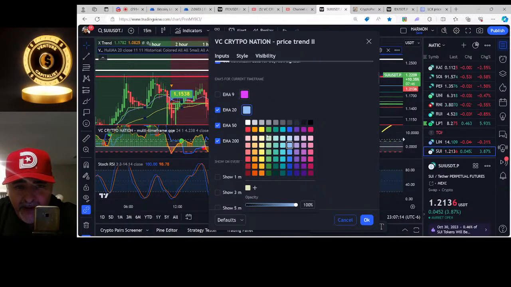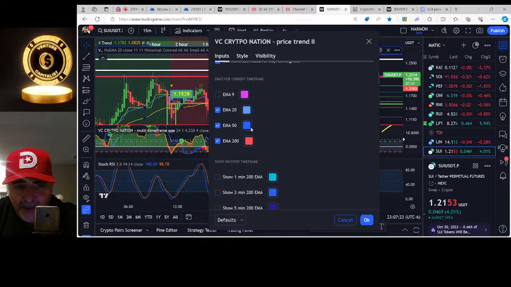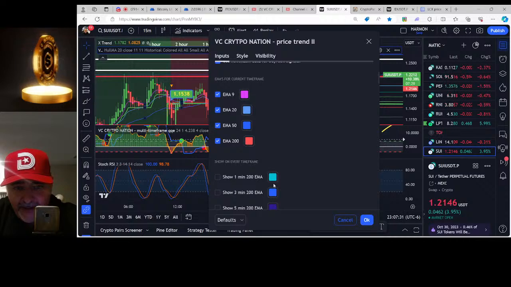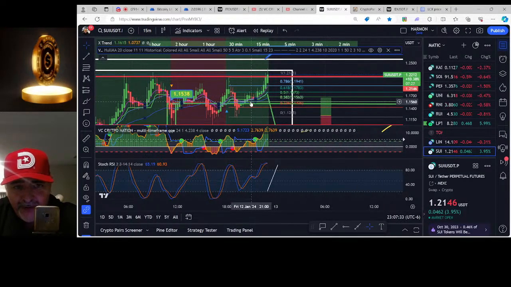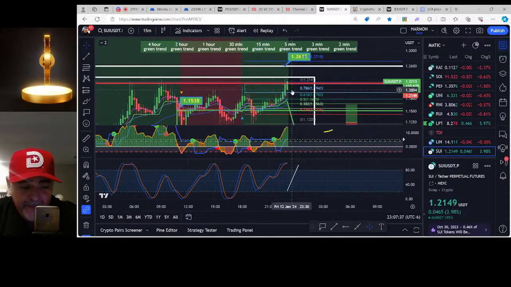So I'm going to make the 50 a darker blue. So light blue, dark blue, 200. Okay. What else you want? You want the 9 EMA? We'll make it purple. Okay. So now we're showing the EMAs on here. You guys can get set up and we're gonna hit it. All right. So here's your EMAs, bro. Okay. Here you go. So now we're gonna set that in there for you. No big deal.